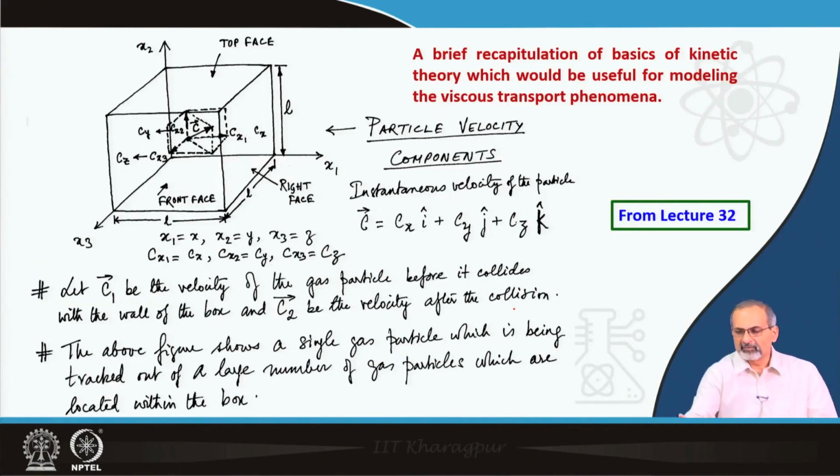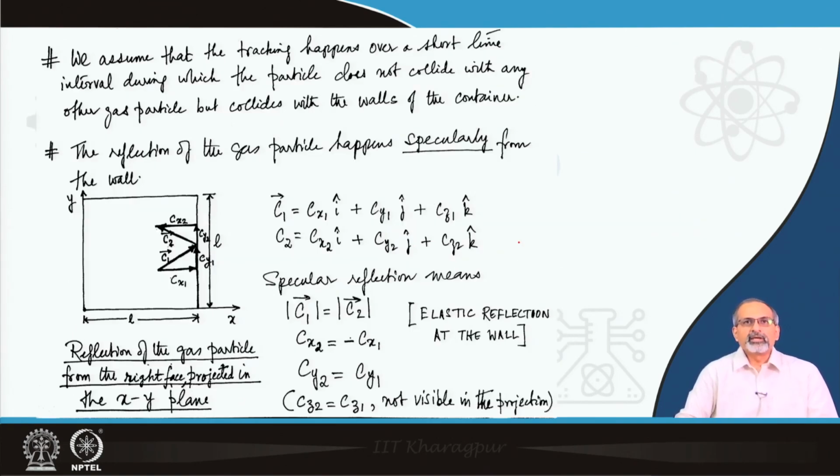We recall from lecture 32 where we talked about the kinetic theory, and we imagined a kind of box like region within which the gas particles were allowed to move around, and we saw that as they move around they could have different components of velocity along the orthogonal directions. We named them as Cx, Cy and Cz here, and we tracked the movement of those particles.